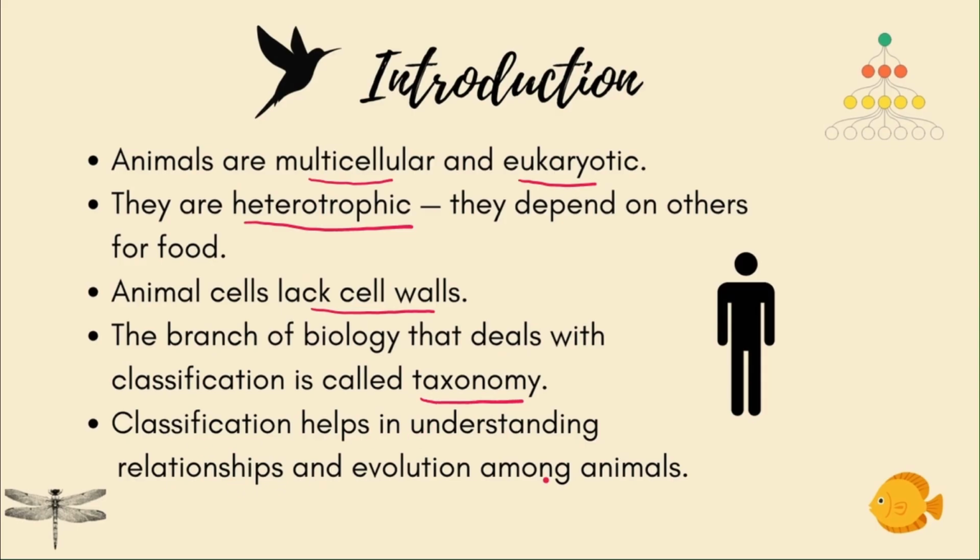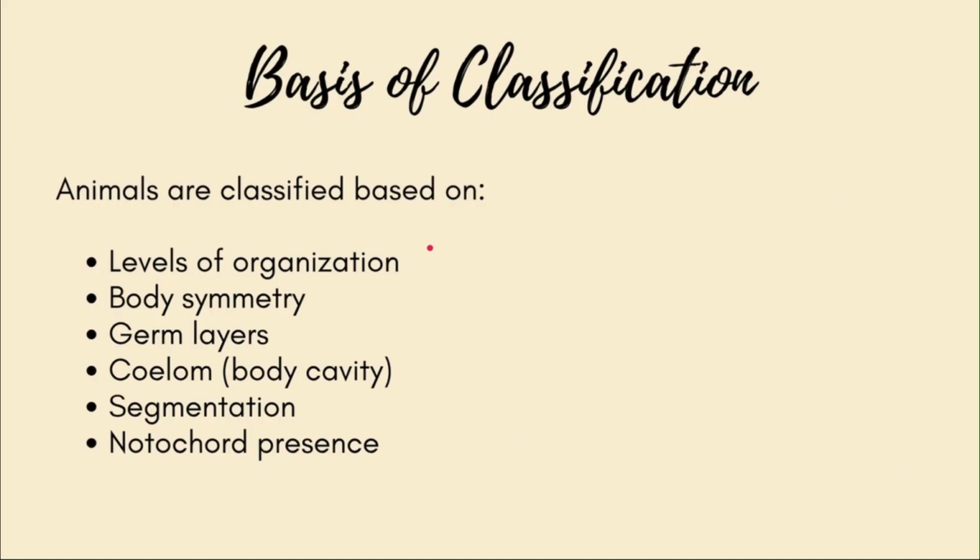Classification allows us to organize the vast diversity of animals and understand their evolutionary connections. To classify animals scientifically, we use certain structural and functional characteristics. These include how their cells are organized into tissues and organs, how their body is shaped or symmetrical, how many cell layers they have, whether they possess a body cavity or not, whether their body shows segmentation, and the presence or absence of notochord. Let's look at each of these one by one.